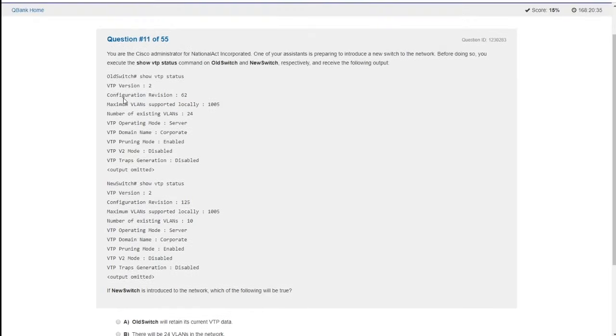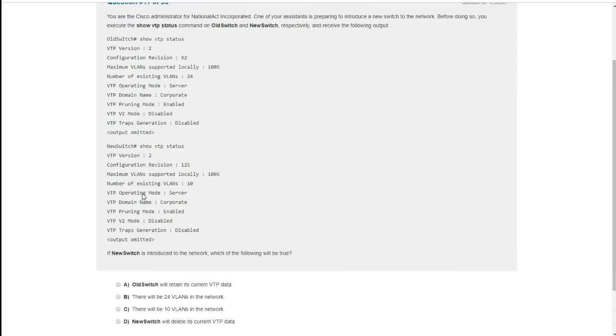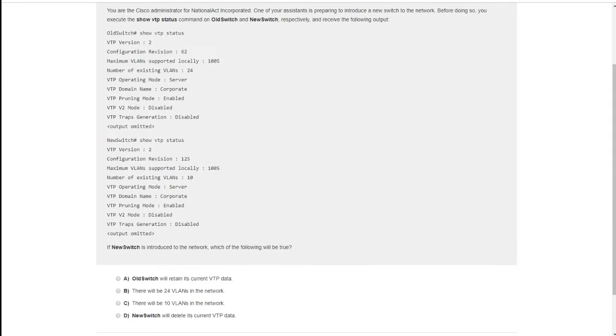You are the Cisco network administrator for National ACK Incorporated. One of your assistants is preparing to introduce a new switch to the network. Before doing so, you execute the show VTP status command on old switch and new switch, respectively, and receive the following output. If new switch is introduced into the network, which of the following is true? Ready, set, go.